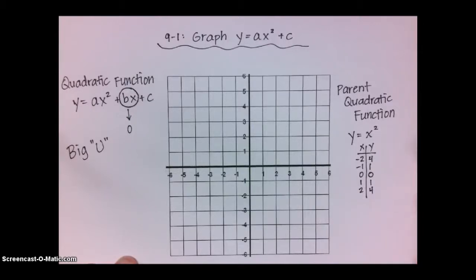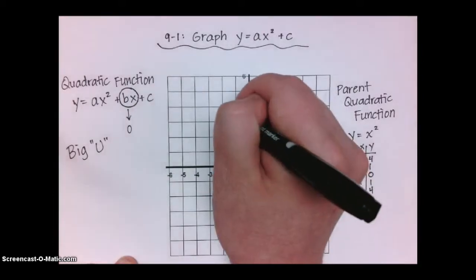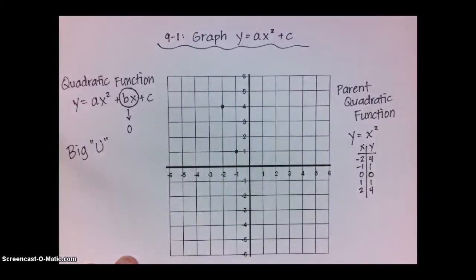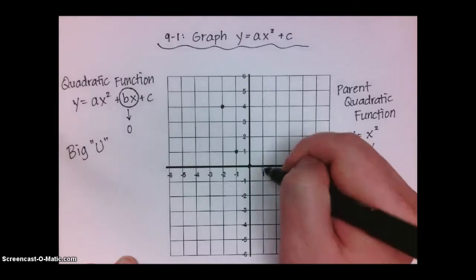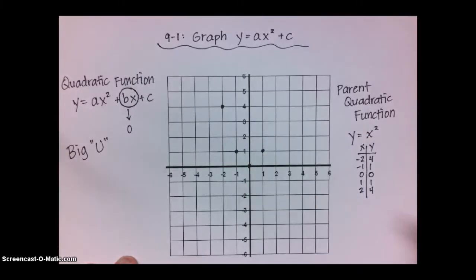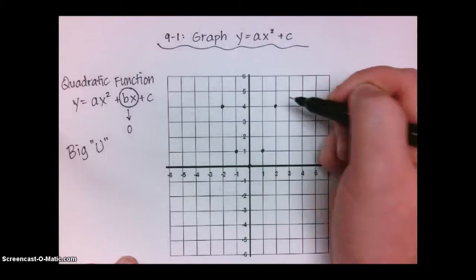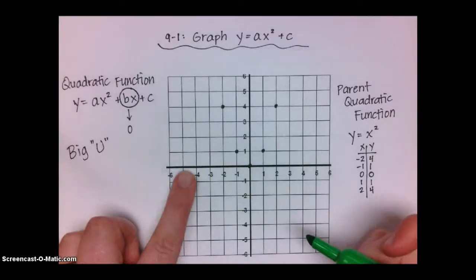So I'm going to plot these points so you can kind of see the shape of this parent quadratic function. So I have -2 up 4. I also have -1 up 1. I have 0, 0. I have +1 up 1. And I also have 2 up to 4. And there's many more points that I have for my function, but this is what I'm going to start with for the base of it.